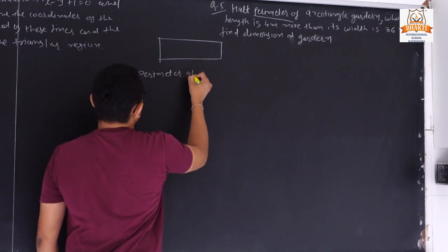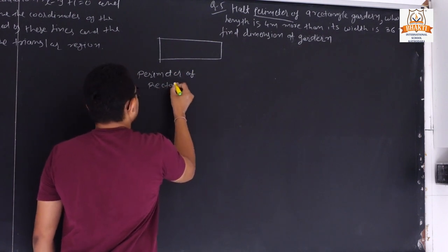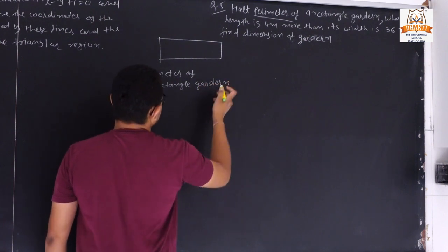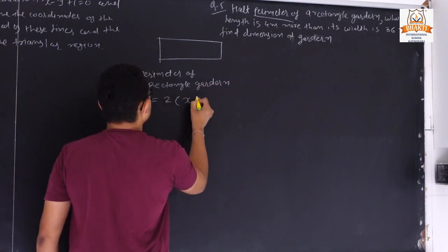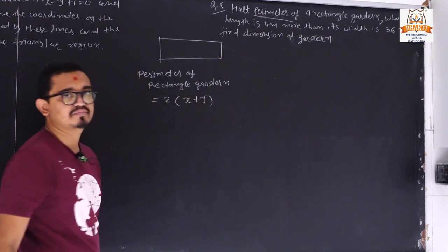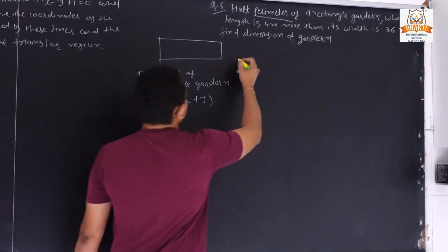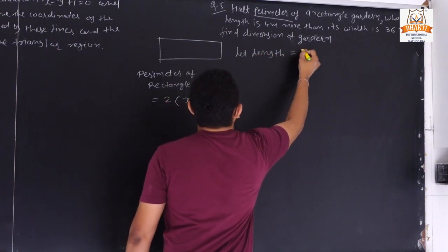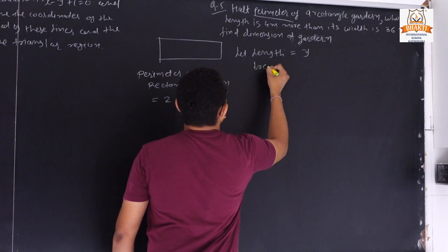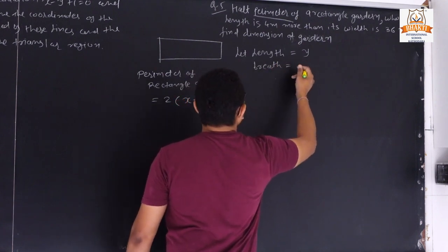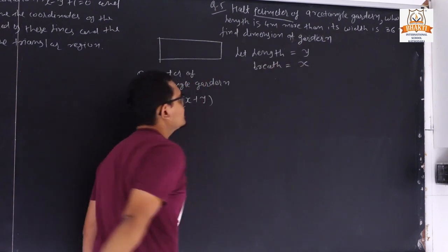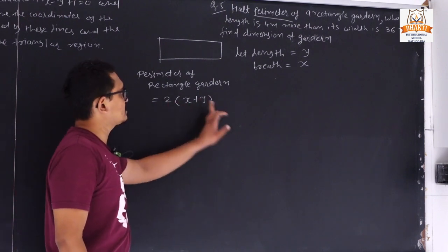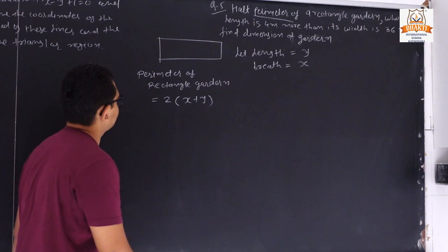Perimeter of a rectangle garden is equal to 2(x + y). So it is our formula. Here we can assume that length is equal to y and breadth is equal to x. Clear? So it is its formula, 2(x + y).